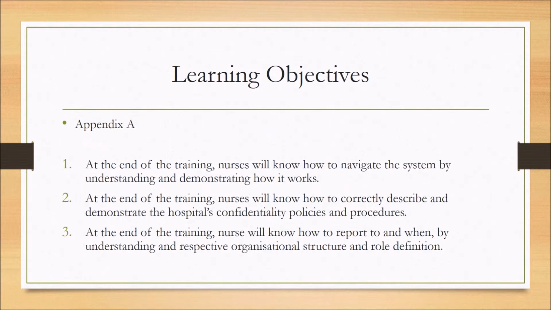Lastly, the third learning objective comprises communicating system issues and providing feedback in accordance with policies and procedures. That is, talk to the most appropriate person about issues and concerns, and know how to report and when.